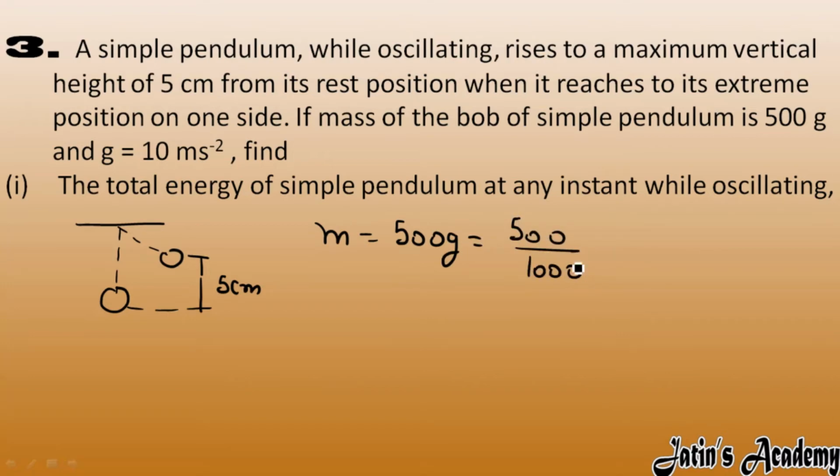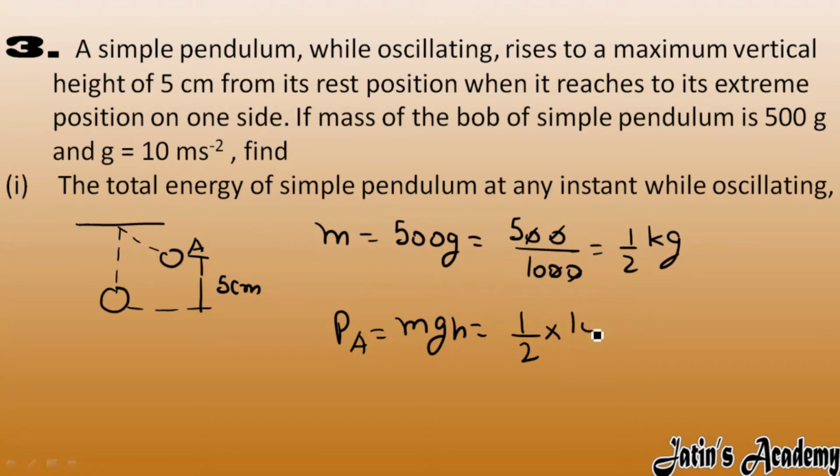So here we got it as 1 by 2 kilogram. Now the g value is given, and we have to calculate the total energy of the simple pendulum at any instant. If they are talking about any instant, we will calculate at this instant A, at the extreme position. So here we have potential energy. Potential energy at A is mgh. Mass value is given as 1 by 2, g value is 10, and height is given in centimeter, 5 centimeter.